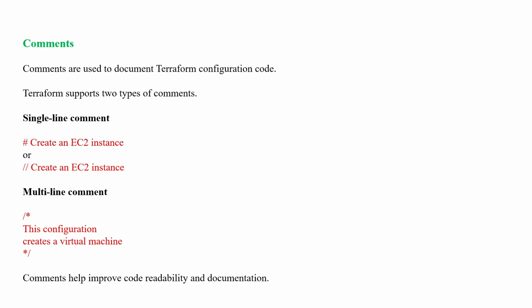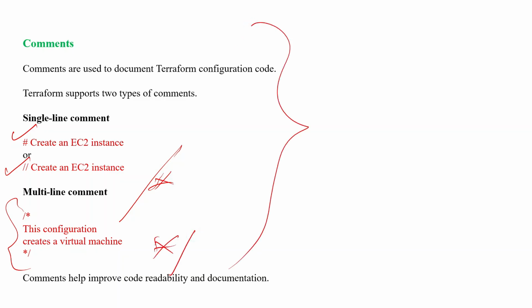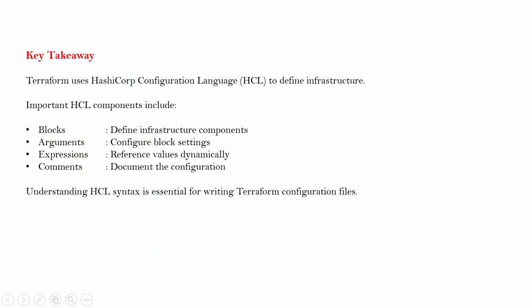Apart from that, if you would like to define comments inside a particular code file, you can use the hash or a double forward slash. And if you want to specify comments over multiple lines, then you can use a forward slash and then a star at the start, and at the end a star and then a forward slash. These are the specifications you can use to define comments.